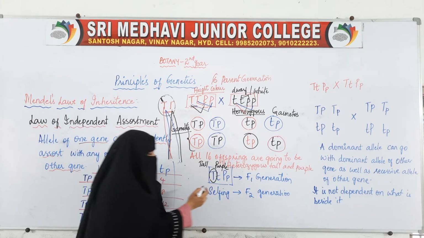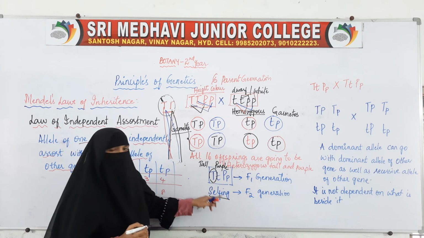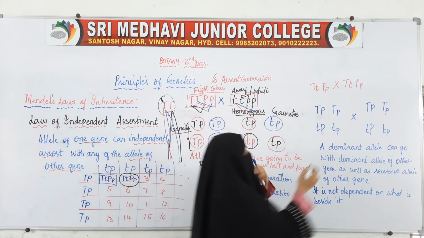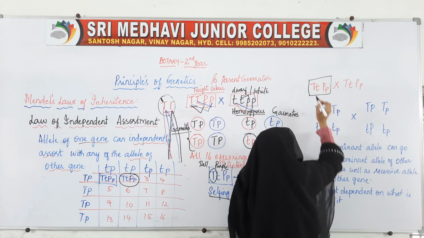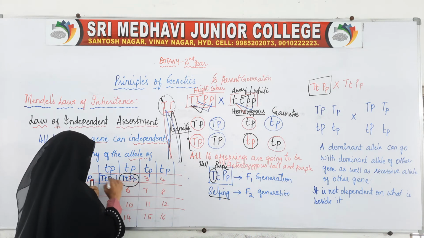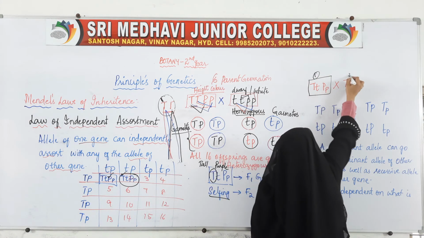So when we self it, this is the F1 generation. On selfing this, in the F2 generation, what we get is 16. Like this we got 16. Out of 16, we are taking this one and crossing it here. This is first and this is second.